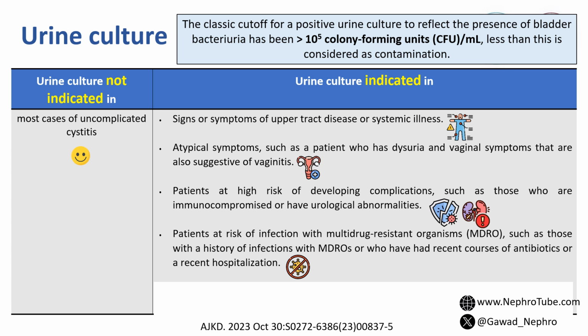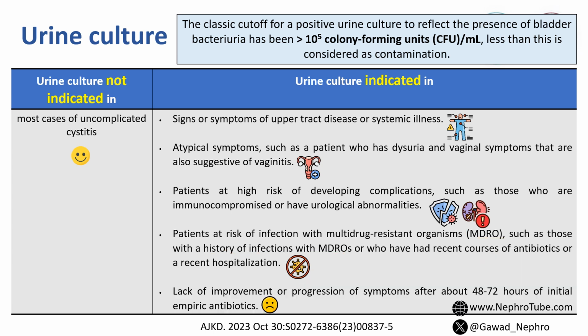The fourth indication to do a urinary culture is if the patient is at risk of infection with a multi-drug resistant organism, especially if he has a history of infection with these organisms, or if the patient had recent courses of antibiotics or recent hospitalization. These patients are at risk of multi-drug resistant organisms: the patient with a history of the same organisms, the patient who had a recent course of antibiotics or hospitalization.